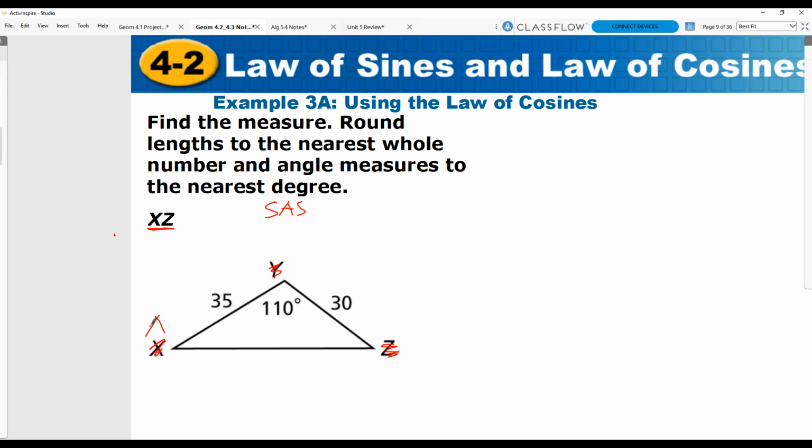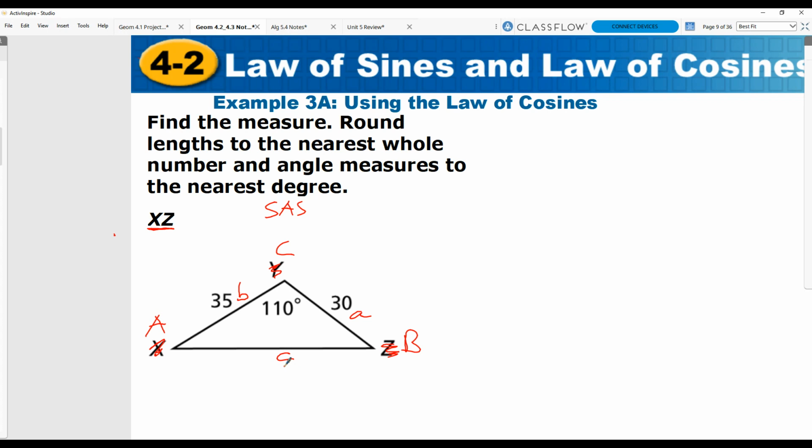A and C and B. Then I want to make sure little a is straight across from big A, little b straight across from big B, and little c straight across from big C. So I relabeled my triangle, and now that I did that, I can find what formula I want to use. I'm missing side C.